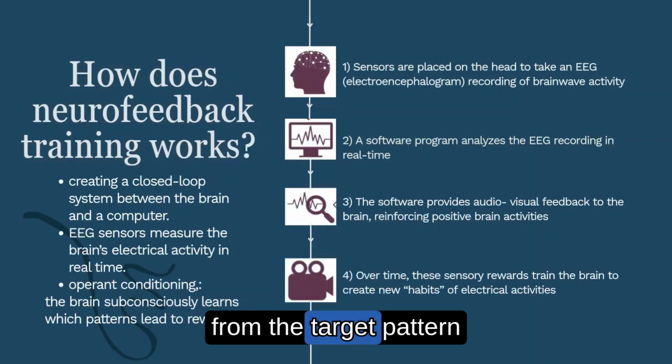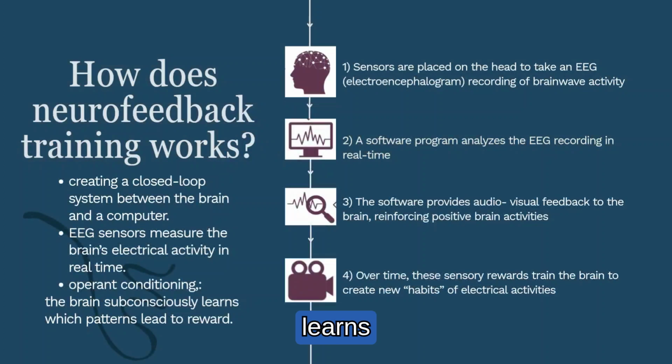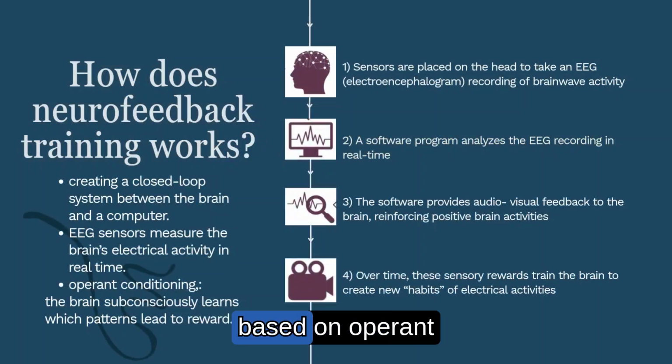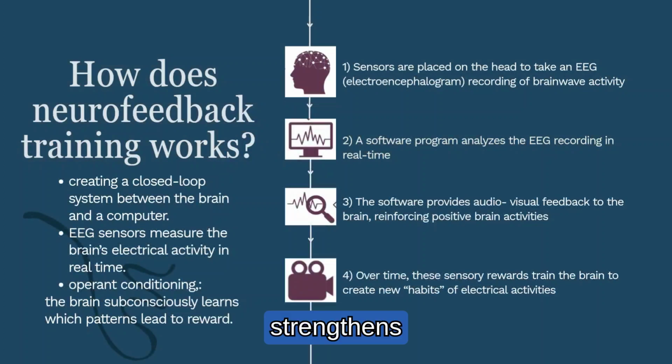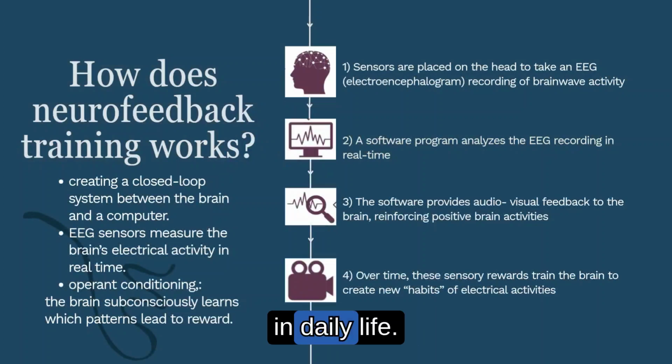When the brain shifts away from the target pattern, the reward reduces or stops. Through this moment-to-moment feedback, the brain subconsciously learns which patterns lead to reward. This process is based on operant conditioning, meaning repeated reinforcement strengthens the desired neural pathways. With consistent training, these optimal patterns become more stable and automatic in daily life.